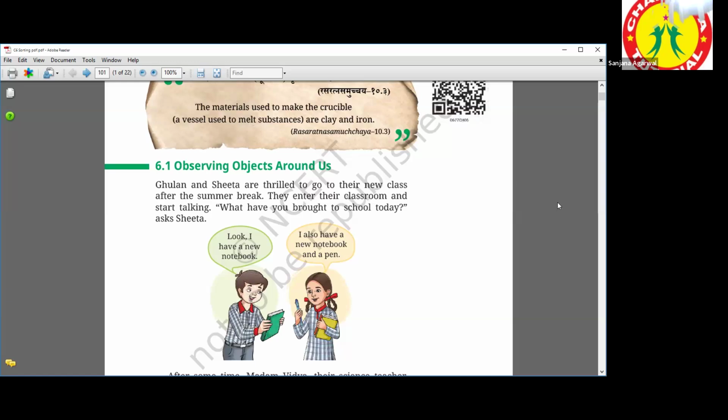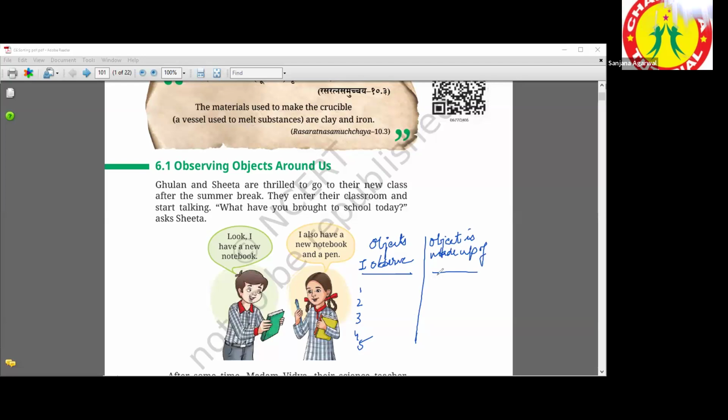Written? Yes, ma'am. Okay. Now, in front of that, note down what the objects are made up of. Like you have written objects I observe, these are 1, 2, 3, 4, and 5. And make another column of the material. In the next column, write down what that particular object is made up of, quickly.